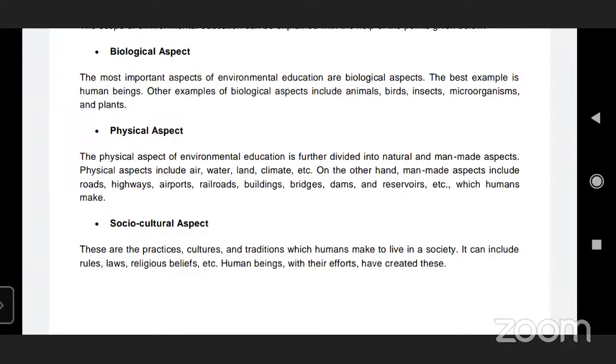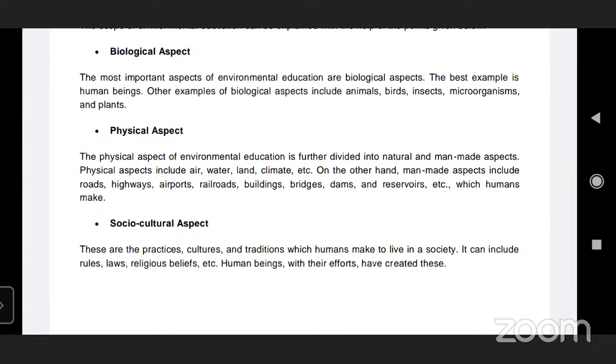Socio-cultural aspects. As we know, these are the practices, the cultures and traditions. What are the practices which we are doing? The cultures which we are following, the traditions which we are making, which humans make to live in society. Today we have some traditions, some customs, some cultures which we are practicing every day.